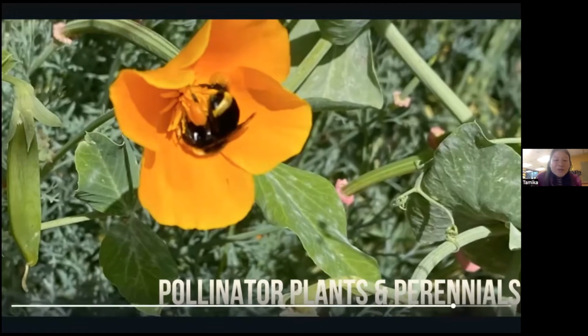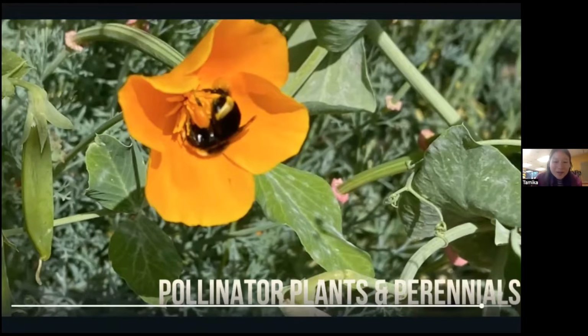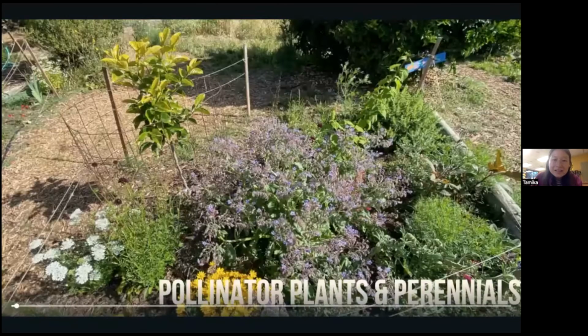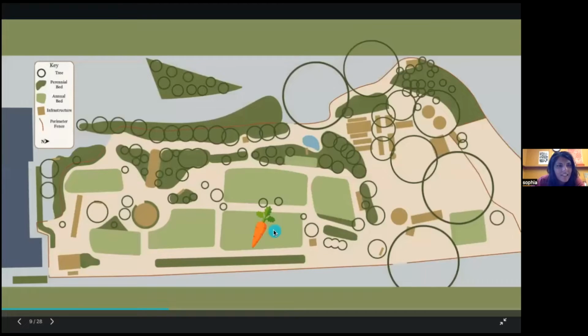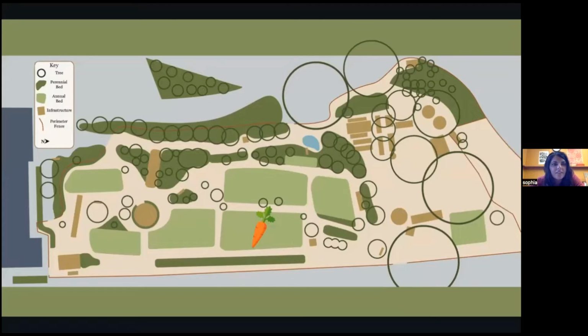And now Sophia is going to be your guide for the next part of this tour. Thank you, Tamika. Notice the large area in the center of our garden. Here, our little carrot guide takes us into the row crops.